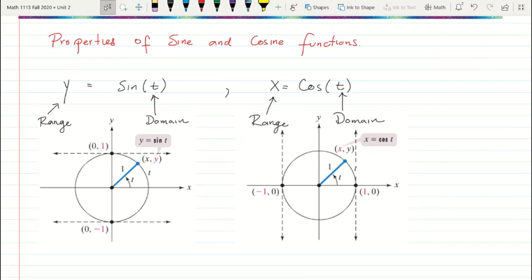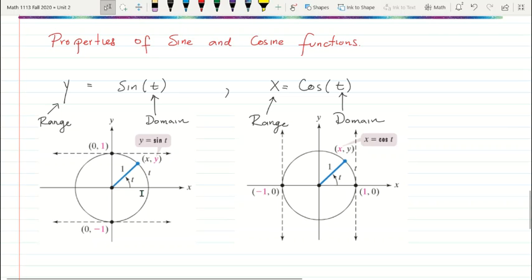Next, we want to talk about the properties of the functions sine and cosine. And most importantly, we want to talk about the range and the domain. So if you understand this equation, the y value is equal to sine of some t value, some angle. Functions work by taking the input you give them, processing it, and giving you an output. The output is understood as the range and the input is understood as the domain.